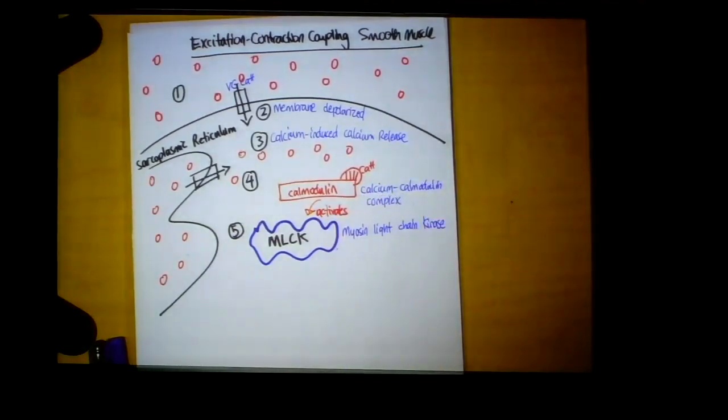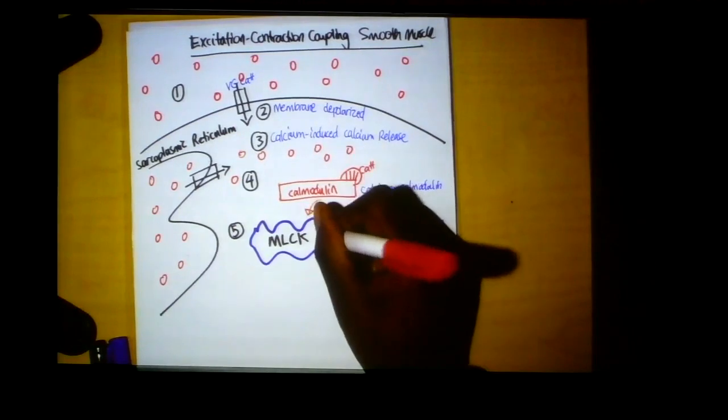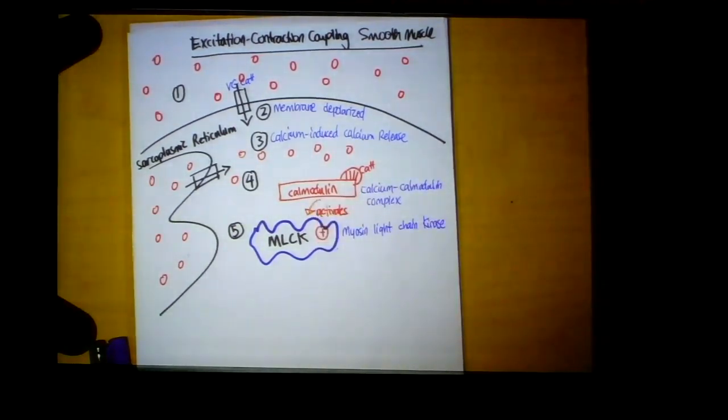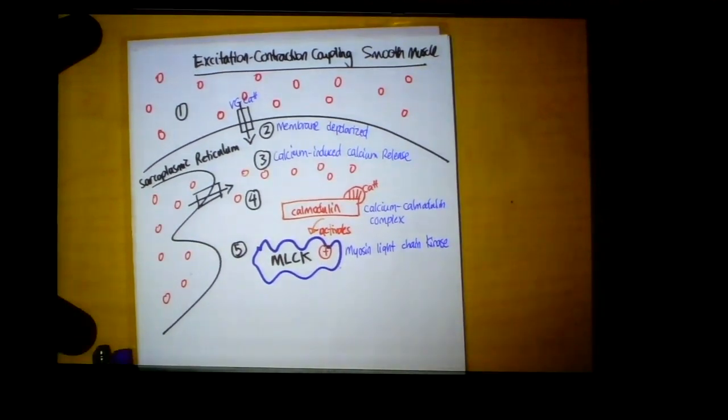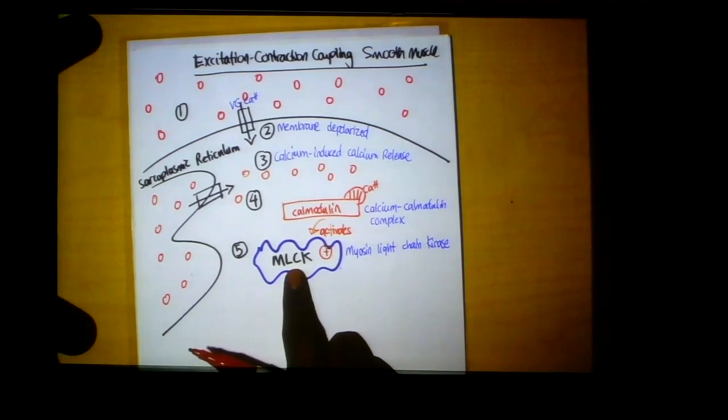Now, what did we say a kinase does? What's the job of a kinase? What does a kinase do? It's going to phosphorylate, right? It's going to add a phosphate group. We talked about this covalent regulation many moons ago in Unit 1, where we can turn something on by phosphorylating it, we can turn it off by dephosphorylating it, or vice versa. And that's what the job of this myosin light chain kinase is.